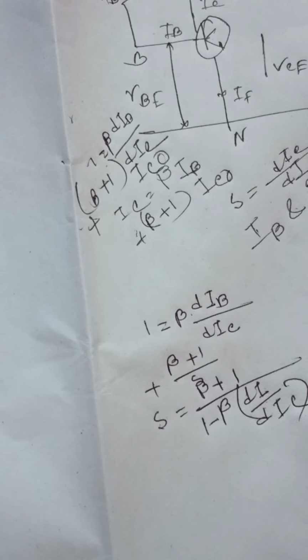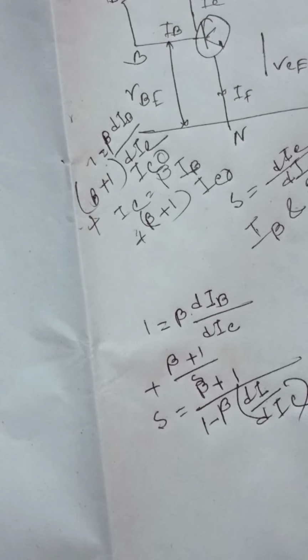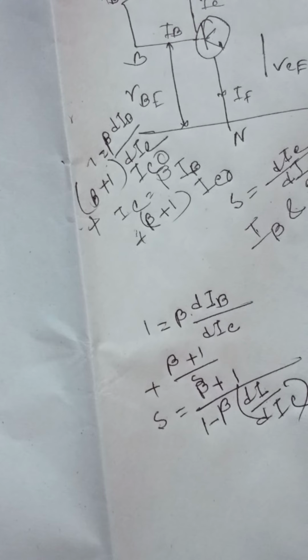So the collector leakage current in the collector base arrangement, assuming beta is independent of IC, we should call it the stability factor.